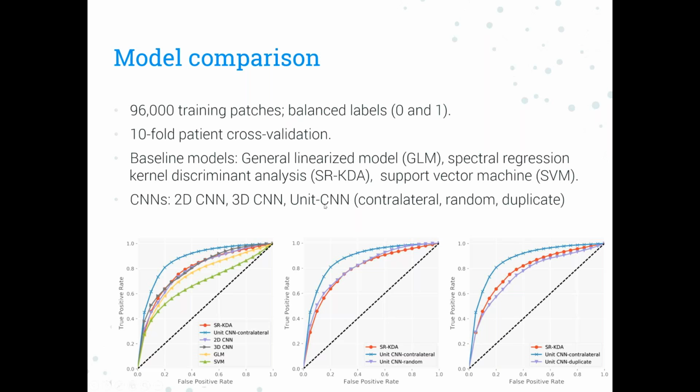Within the unit CNN, we implemented the contralateral patch like I described. We also implemented a random patch, so we would put in the patch of interest and some randomly selected patch, just to make sure that contralateral actually was doing something. And then we did a duplicate patch, where we took the patch of interest and duplicated it and sent it into the network as well. If you look at our AUC diagrams, we can see that our unit CNN with the contralateral patch outperforms everything else.